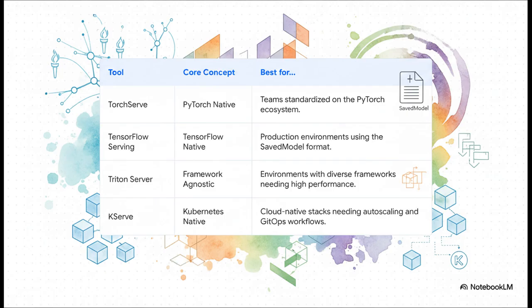It's pretty simple, actually. If your team is 100% PyTorch, then TorchServe is a no-brainer. If you're standardized on TensorFlow and its SavedModel format, then TensorFlow Serving is your best bet. If you're juggling a bunch of different frameworks and need absolute top-tier performance, Triton is going to be your champion. And finally, if you're all about that cloud-native life on Kubernetes and you want things like auto-scaling and GitOps workflows, then KServe was practically made for you.